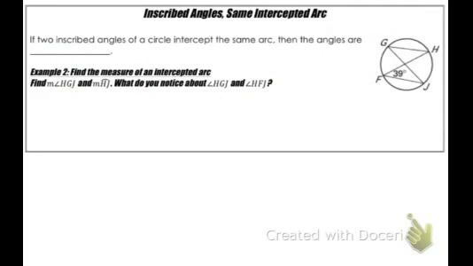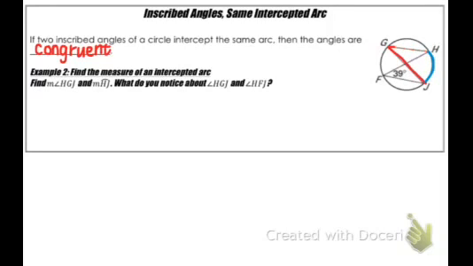If two inscribed angles of a circle intercept the same arc, then the angles are congruent. So let's take a look at this example. Find the measure of angle HGJ and the measure of arc HJ. What do you notice about angle HGJ and angle HFJ? So I'm going to first outline the first angle that we're solving for, HGJ. So notice that HGJ is an inscribed angle and its intercepted arc is HJ.